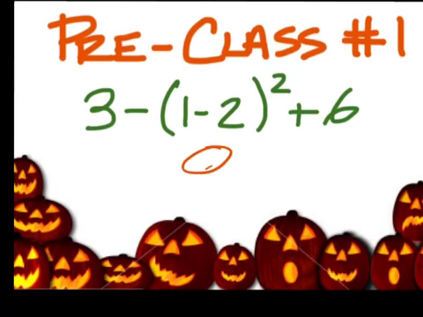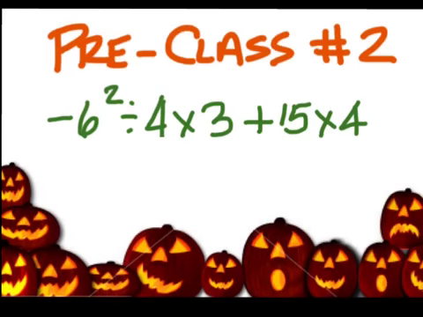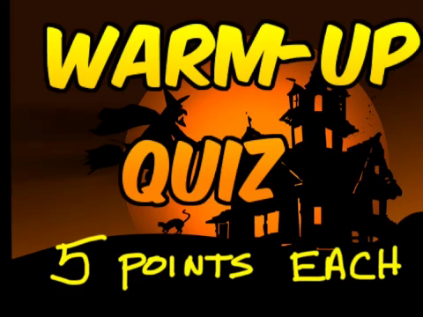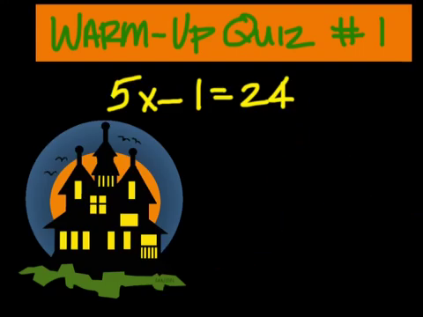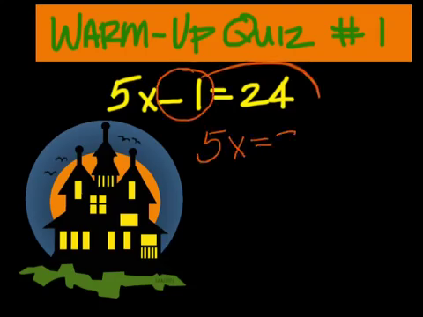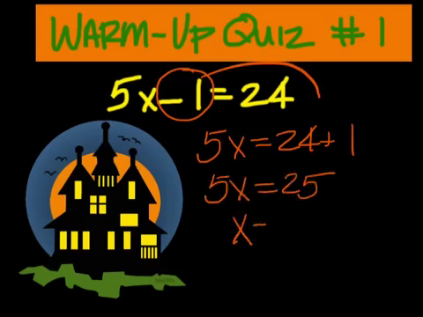First one is 8. Answer to this one is 33. You have to move this to the right side and change the operation to plus, so you come up with plus 1. That'll give you a 25. Divide 25 by 5 to get 5.